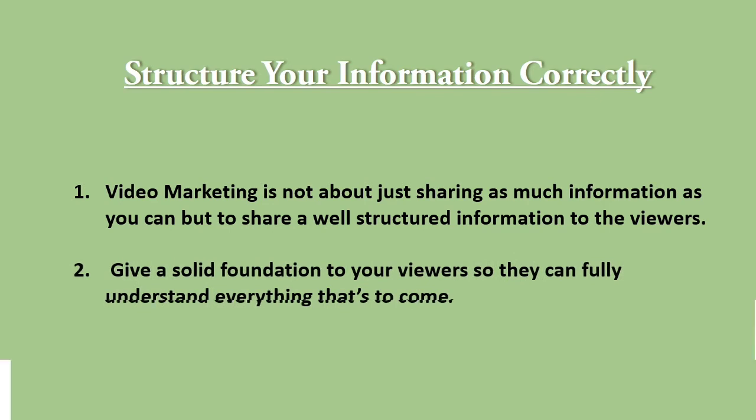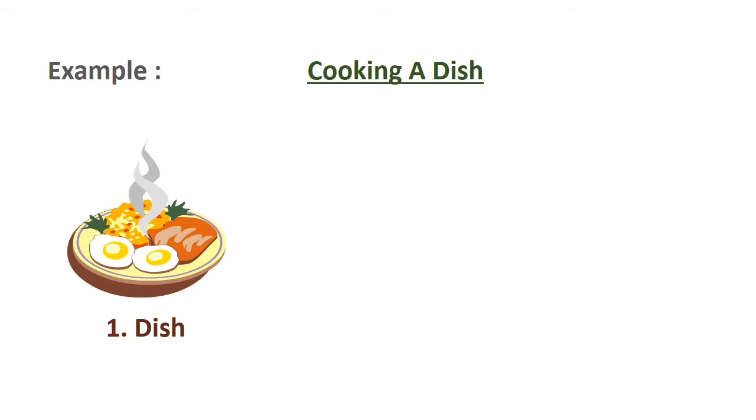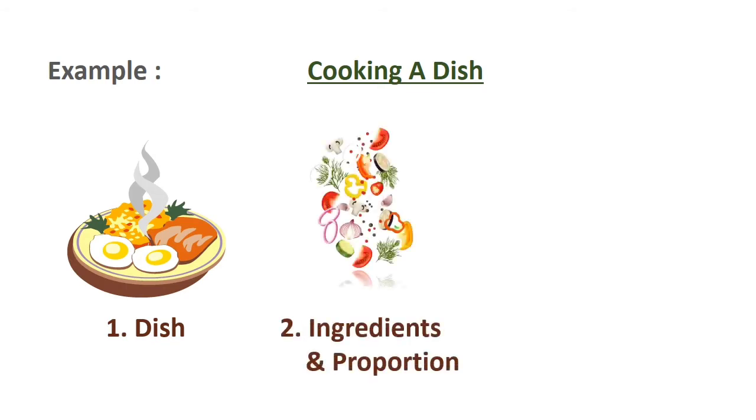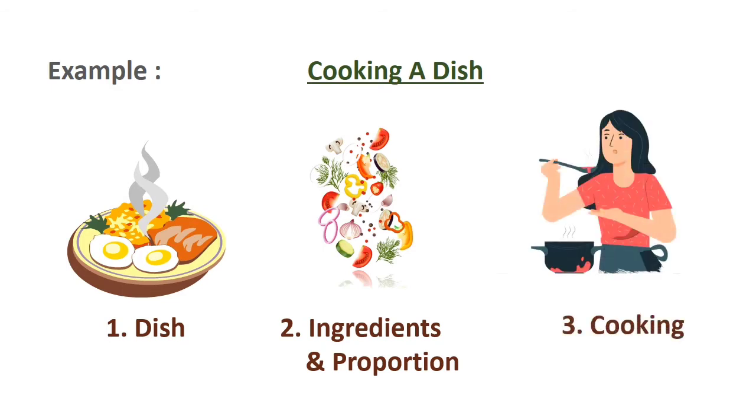Let's take an example of a cooking tutorial. While you are showing how to cook a dish, you can't directly jump to the cooking part. First, you need to tell about the dish you're going to cook. Then you need to tell about the ingredients, proportions, quantities. After that, you will start to cook. So if you choose a wrong sequence, then it will confuse your audience.